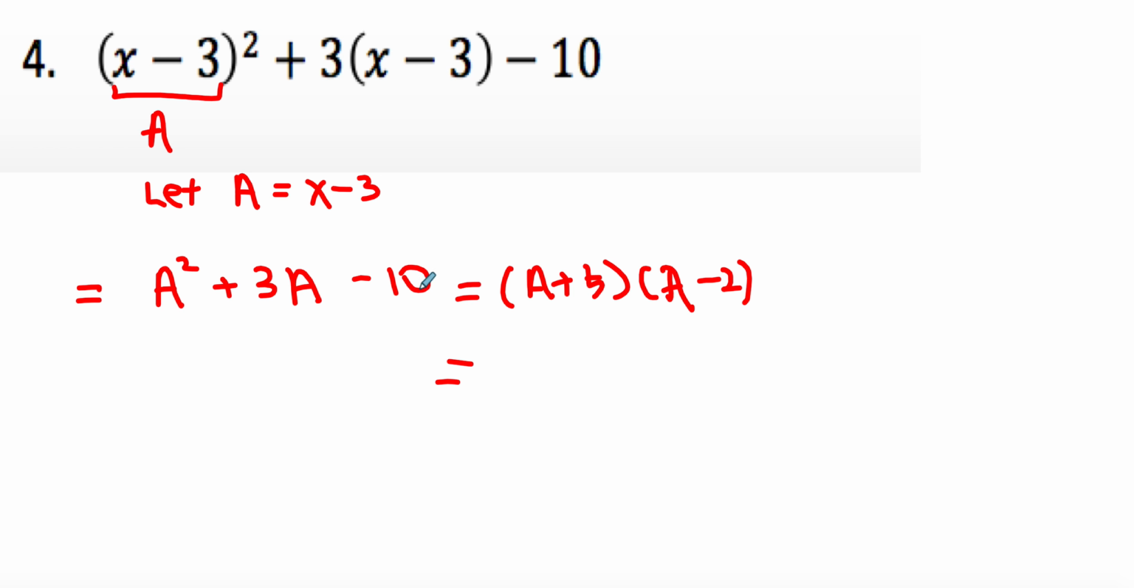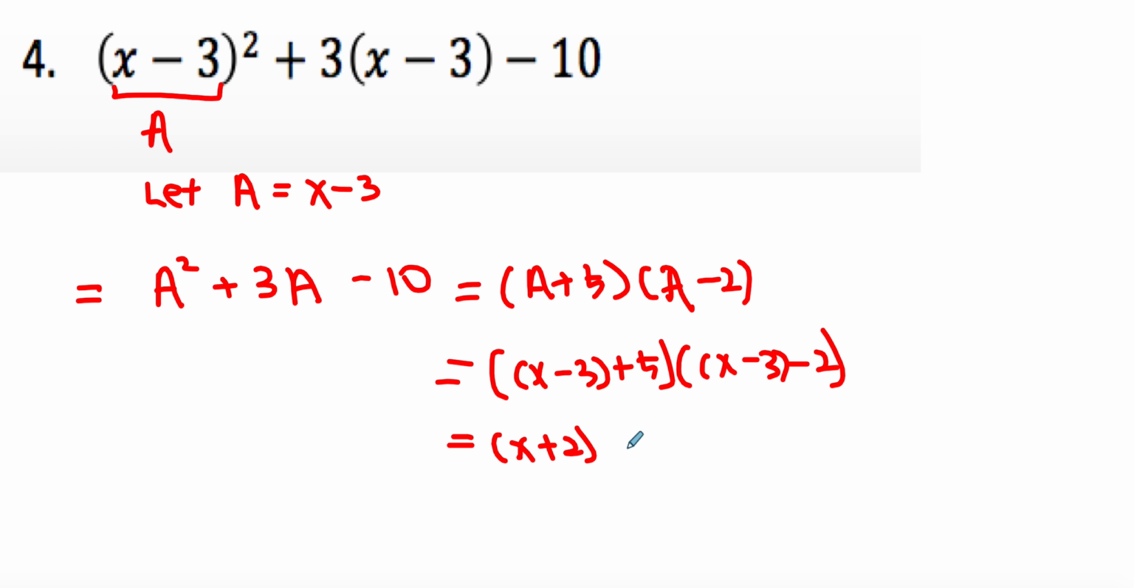But of course, a is a variable that I just made up to make it look a bit simpler. So I have to substitute x minus 3 in place of a. So we get x minus 3 plus 5, and then x minus 3 minus 2. Then x minus 3 plus 5 becomes x plus 2, and the other one becomes x minus 5. That becomes my final answer. All right, so this was a quick review on factoring, and I'll see you later.